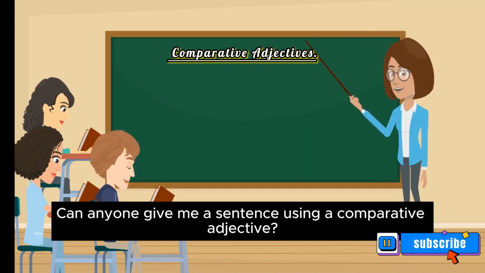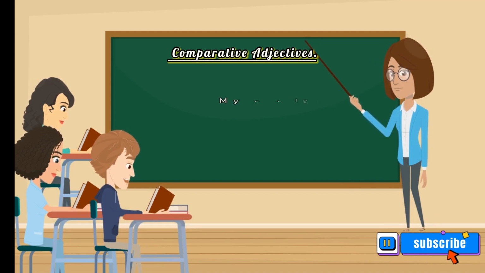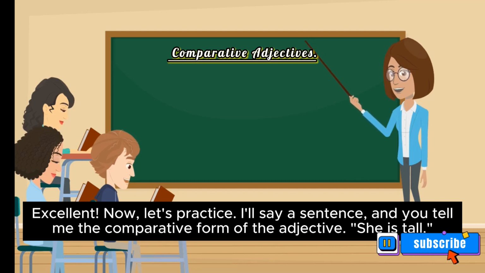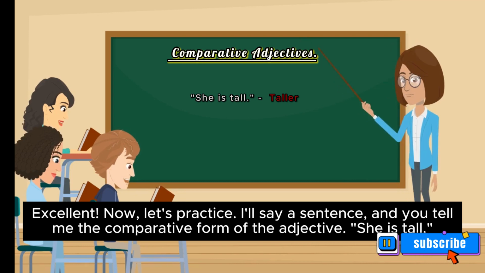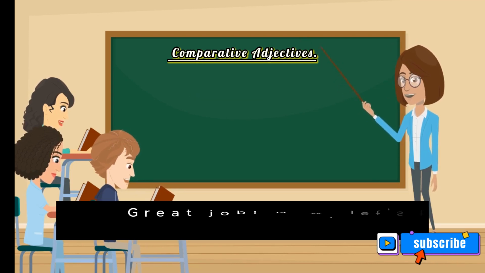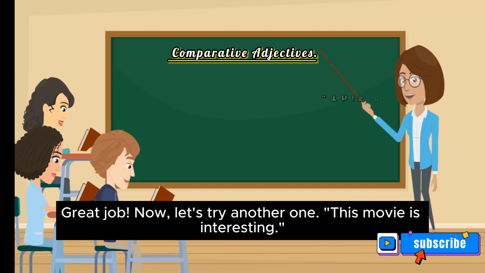Can anyone give me a sentence using a comparative adjective? My car is faster than yours. Excellent. Now let's practice. I'll say a sentence and you tell me the comparative form of the adjective. She is tall. Taller. Great job. Now let's try another one. This movie is interesting. More interesting.